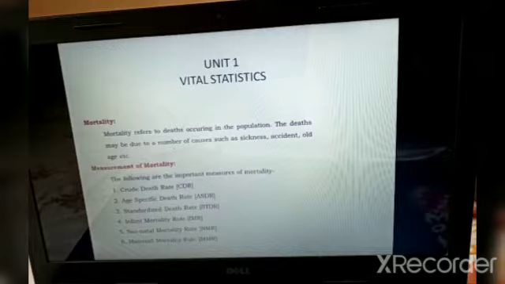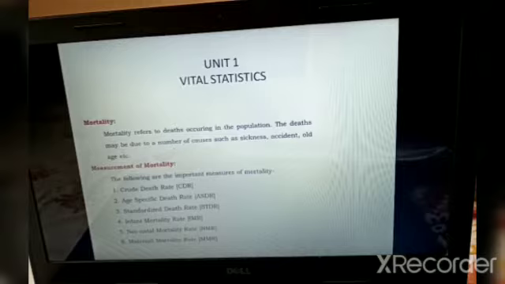So now let's see what is mortality. Mortality refers to the deaths occurring in the population. So now you see the difference here. Fertility refers to the births, whereas mortality refers to the deaths. So the deaths may be due to a number of causes such as sickness, accident and age, etc.